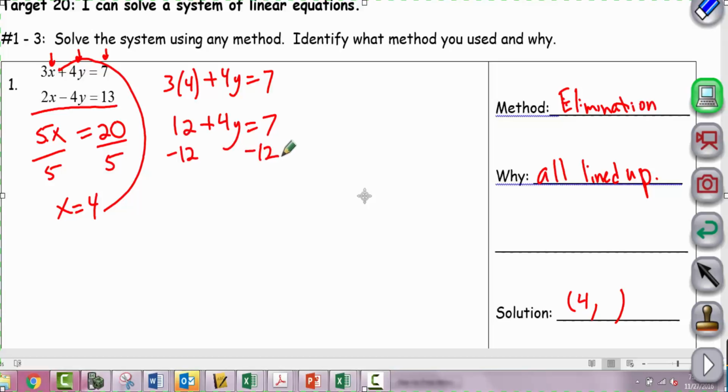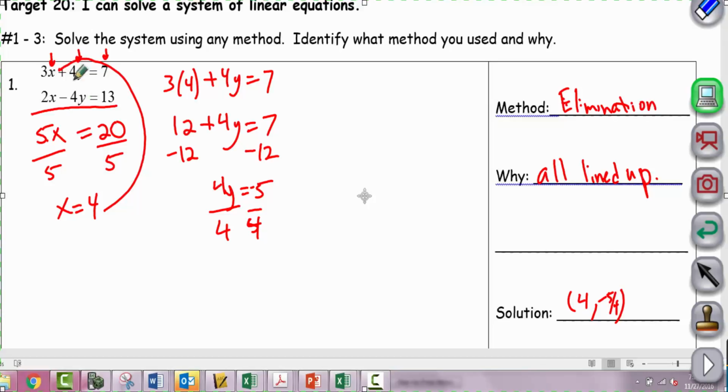Subtract the 12 over from both sides. You get 4y equals negative 5. And then I divide by 4. And I get y to be negative 5/4.